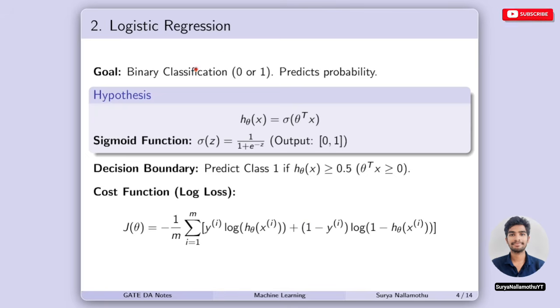And next, logistic regression. Logistic regression is used for classification tasks, mainly for binary classification. In binary classification, this is helpful for predicting the probability. Here this is the formula for the function. And next, the sigmoid function; here we show the sigmoid function. And next one is the decision boundary. It predicts class 1 when the probability is greater than 0.5. Here this is the formula for the log loss, the cost function.